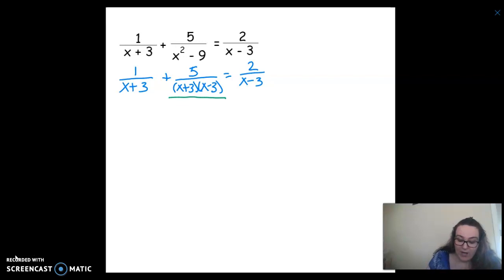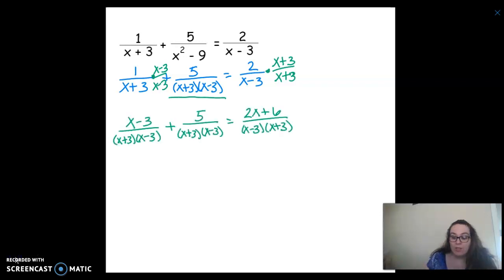So my first fraction has only an x plus 3. So what does that tell me? Well, it tells me that this first fraction needs an x minus 3 so that it can be the same. And likewise, on the other side of my equal sign, I have 2 over x minus 3. And if I want it to be the same denominator, I know that this one needs to have the x plus 3. And if I look quickly, it means all of them now will be the same. Go ahead and multiply those fractions by those values.